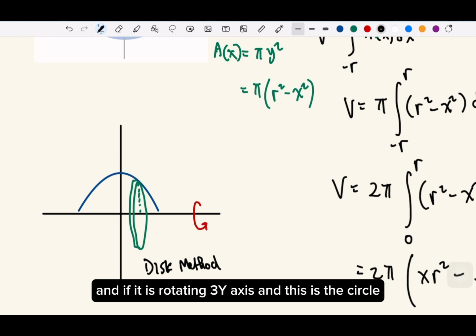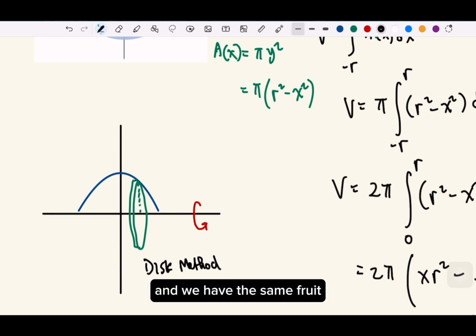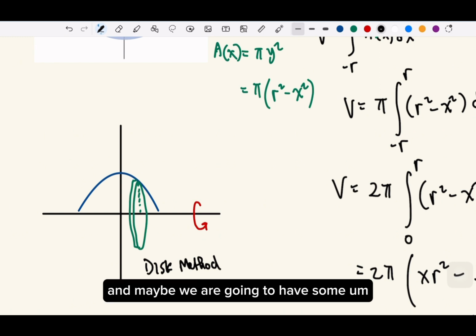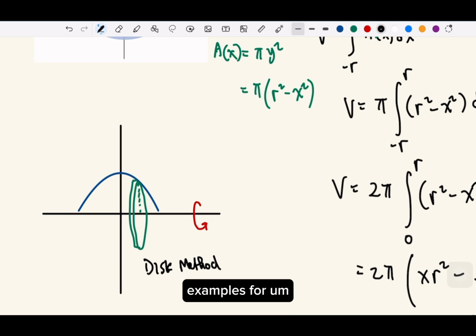And if it is rotating about the y-axis, then this is the circle, and we have the same approach. We take the area of the circle here, multiply with delta y, and that will be another way to see it. So this is the method with dx, and we can also have it for dy. And maybe we are going to have some examples for practice, okay?